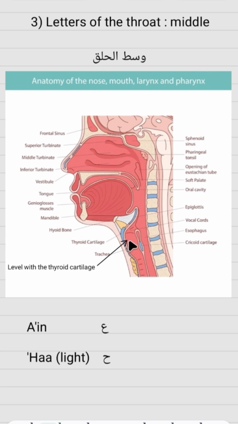You'll even feel when you're saying the ain, your Adam's apple will lift up just a little bit, right? So that is the point of pronunciation of ain and ha.